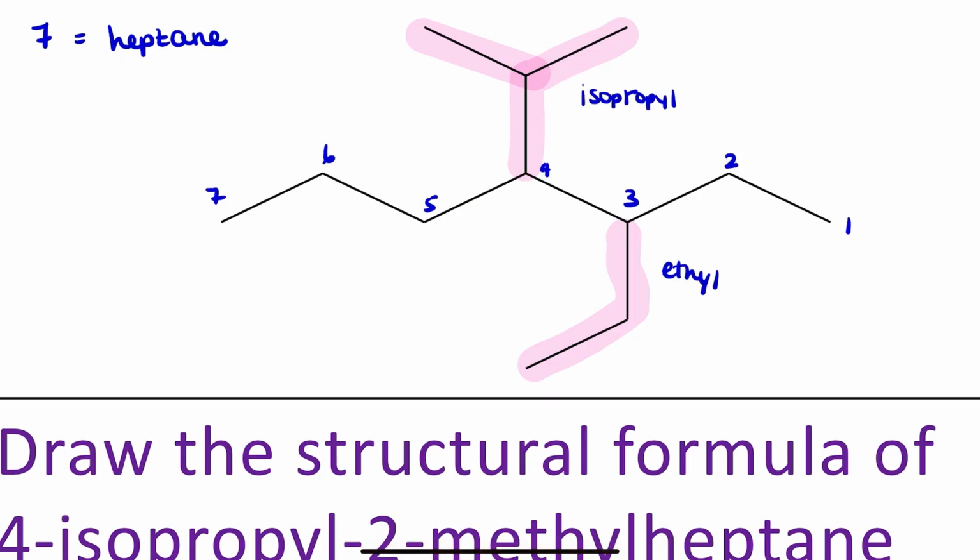Ethyl comes before isopropyl in the alphabet. So 3-ethyl, 4-isopropyl, heptane.